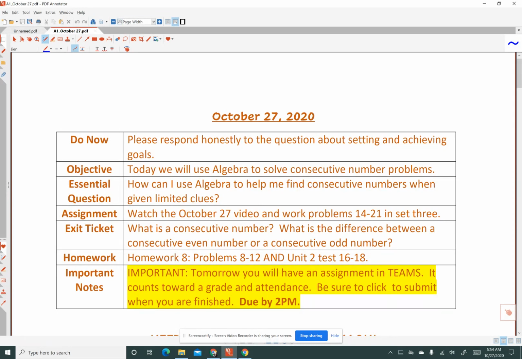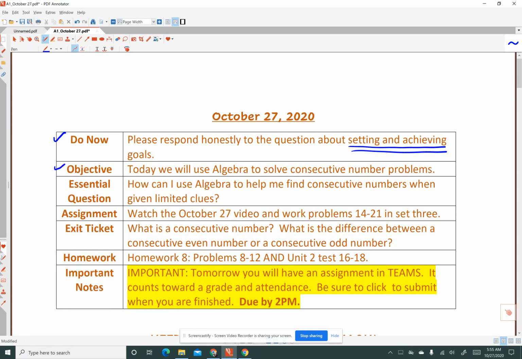So let's get started. For our do now, we want you to respond thoughtfully and carefully to the question about setting and achieving goals. Sometimes we don't always reach our goals, but it's for you to think about whether you should still set them anyway. And now that you're in eighth grade and looking toward high school, I want you to start thinking about how you can really lean in to achieve your goals. So that was our do now discussion today.